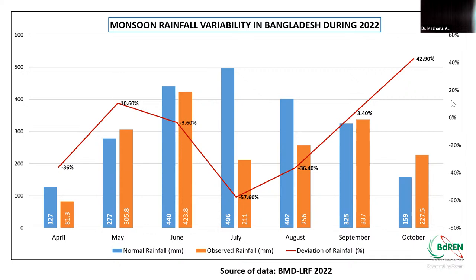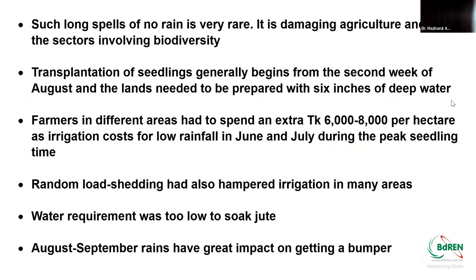of rainfall in percentage. As I mentioned earlier, July and August are the main months of preparing the cultivation of rain-fed Aman rice. And as you see the anomaly of the rainfall pattern through this graphical presentation, such a long spell of no rain is very rare. As I mentioned, we haven't seen it in the last four decades, and it's damaging agriculture and all sectors of biodiversity.